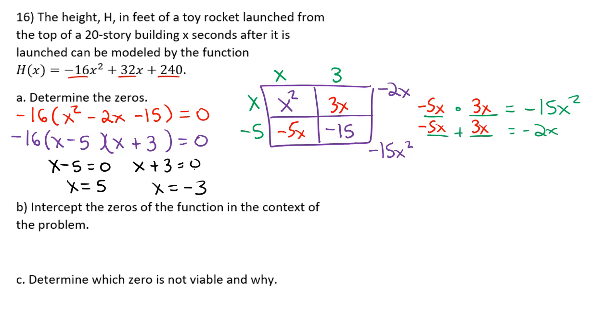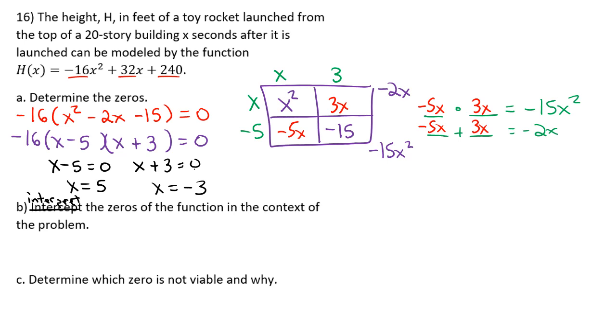Part B is saying, interpret the zeros of the function in the context of the problem. So this is a typo. This is supposed to be interpret. So we're going to interpret the zeros.